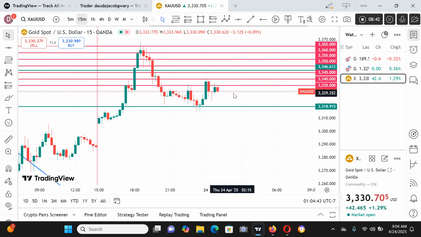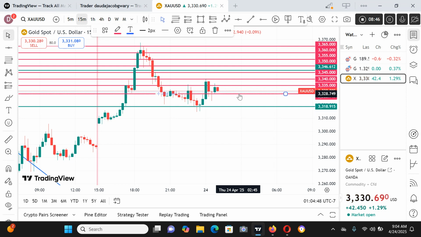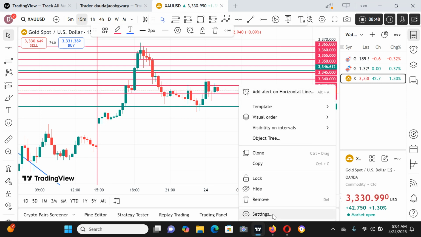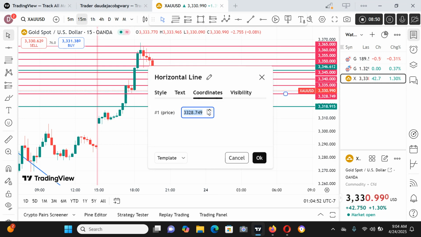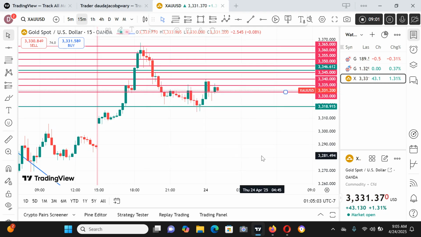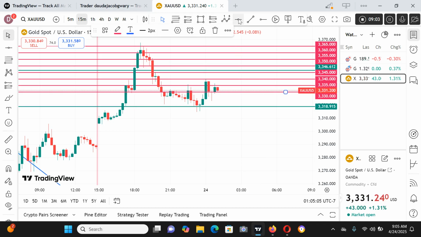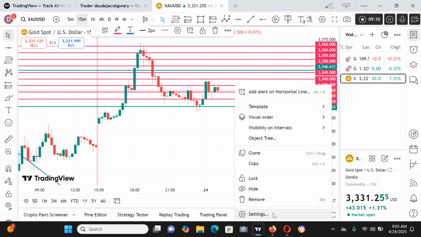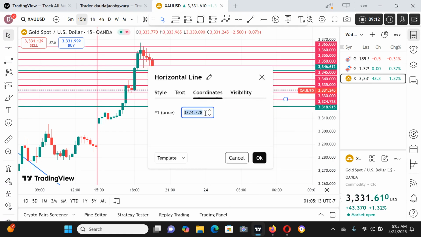This is how to plot psychological levels on gold. It's as simple as this. And like I said earlier, it's very important because it plays a major role in knowing when to enter and when to get out of the market. Psychological level plays a very vital role in determining when we should enter the market and when we should get out of the market.